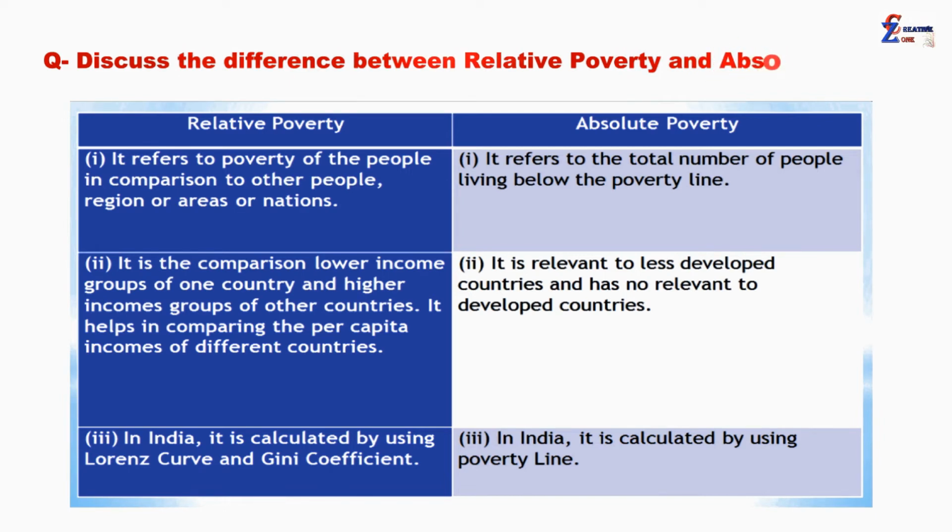The third difference we are going to see about the relative poverty in India. It is calculated by using Lorenz curve and Gini coefficient. Whereas the absolute poverty in India, it is calculated by using poverty line.